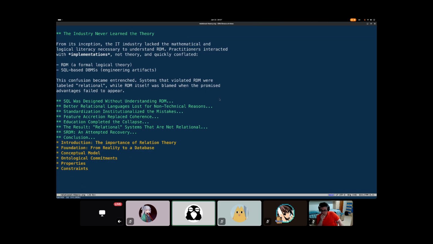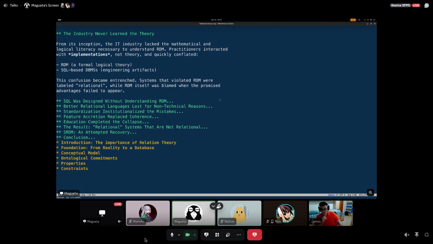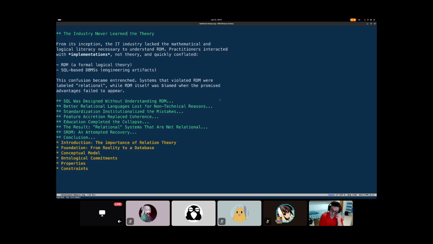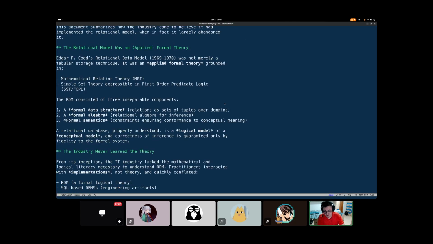Okay, so the industry never learned theory. I have a comment and a question. I think the separation that you proposed in the last section, that we're not talking about tables, we're not talking about how we are going to store that, relates really close to the idea of having a language specification.